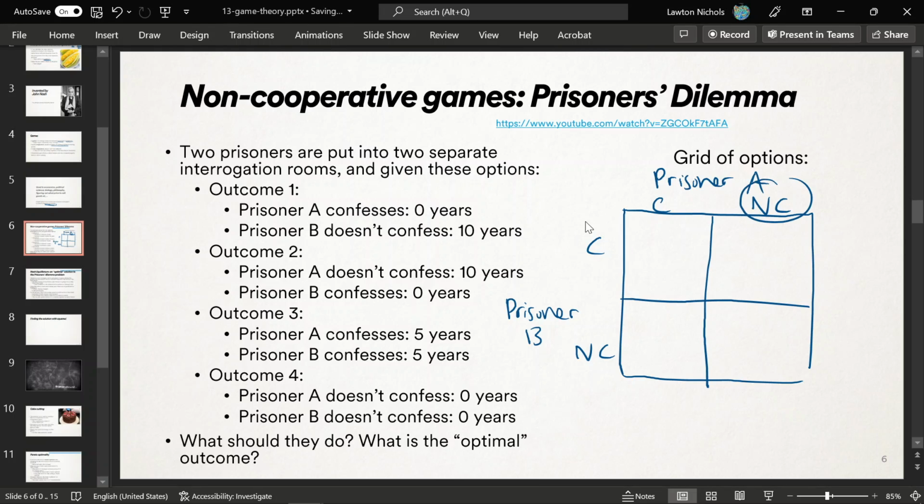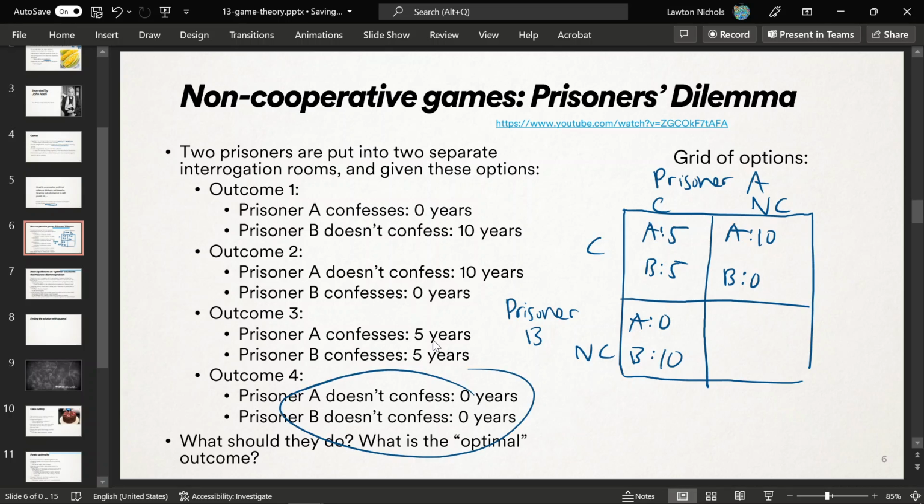So here's the first option. If prisoner A does not confess, but prisoner B does, that means prisoner A gets 10 years, prisoner B gets 0 years. And the opposite's true for this one. If prisoner A confesses, but prisoner B does not confess, prisoner A gets 0 years and prisoner B gets 10 years. Okay? And if they both confess, you have that option. They say that you're each going to get 5 years in prison. So prisoner A is getting 5, prisoner B is getting 5, if they end up both confessing.